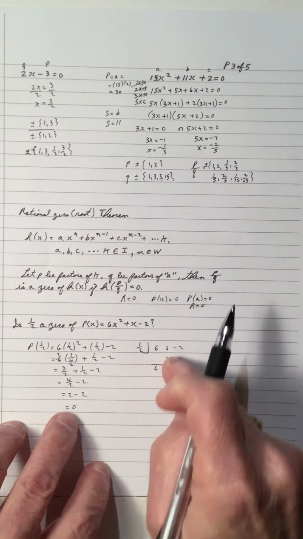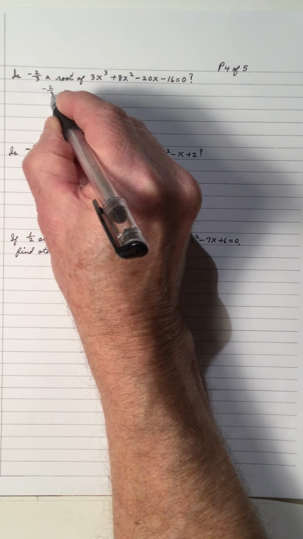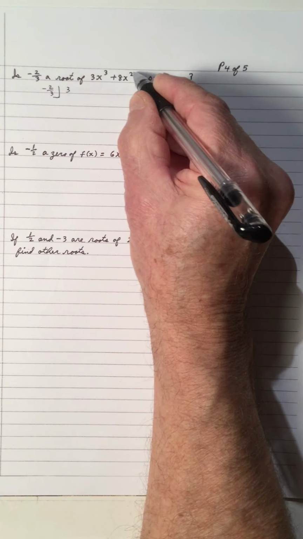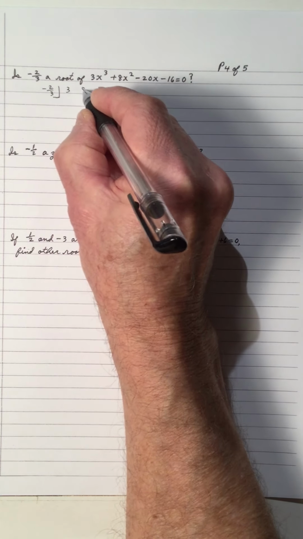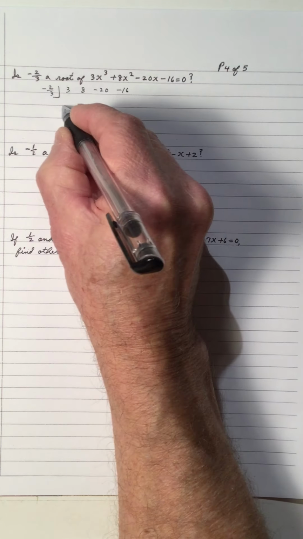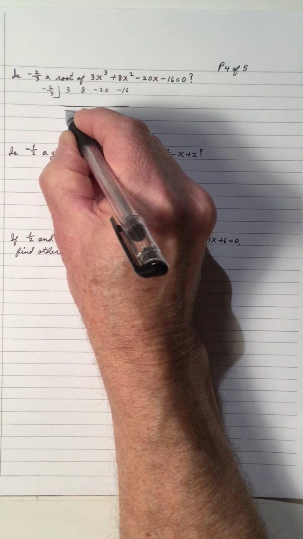Okay. Is negative 2/3 a root of this equation? That's on the top: 3x cubed plus 8x squared minus 20x minus 16 equals 0. Now notice this equation is equal to 0, so therefore this is a root. So if it's a root, I'm going to do synthetic division. Is it a root? So let's do 3, 2, 1, 0. They're all there. 3, 8, negative 20, negative 16. I'm doing synthetic division. So we bring down the 3.